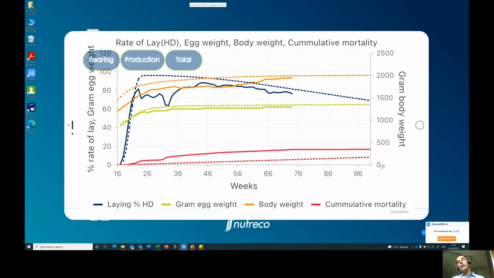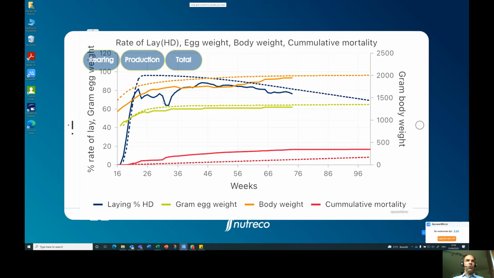On the right y-axis, you see the body weight in grams. So 0, 500, 1,000, 1,500, 2,000, 2,500. That one is for the orange line, which is the body weight, which you see over here. So we have the weeks, we have the body weight in grams on one side, and we have the rate of lay, gram egg weight, and cumulative mortality on the left side represented.